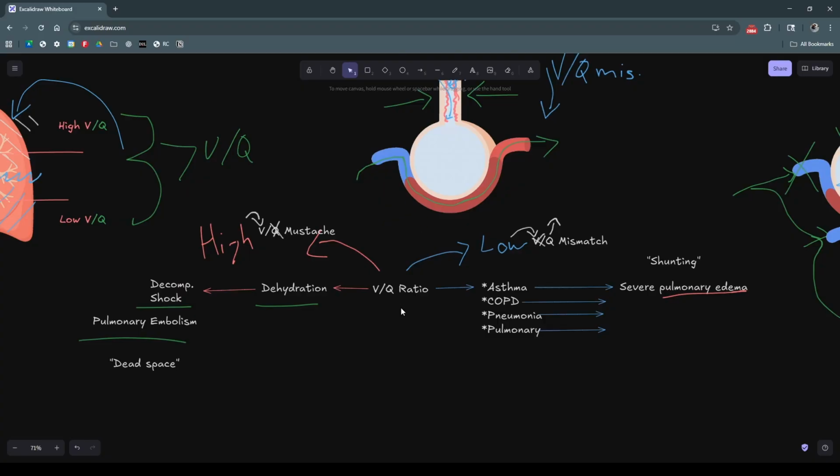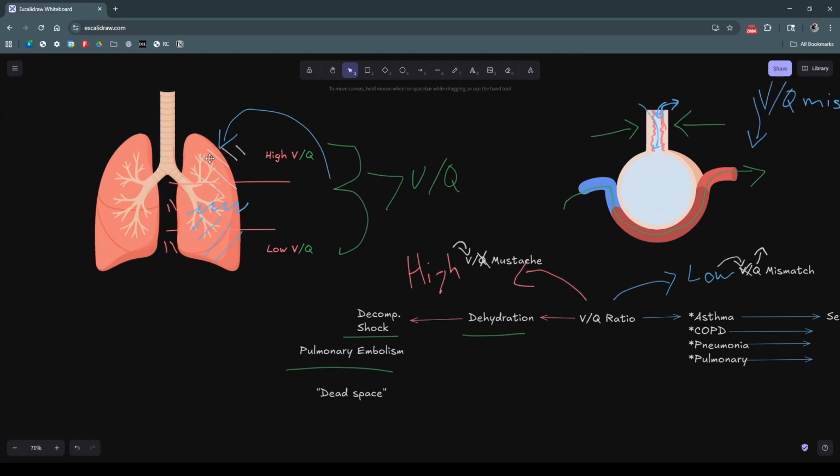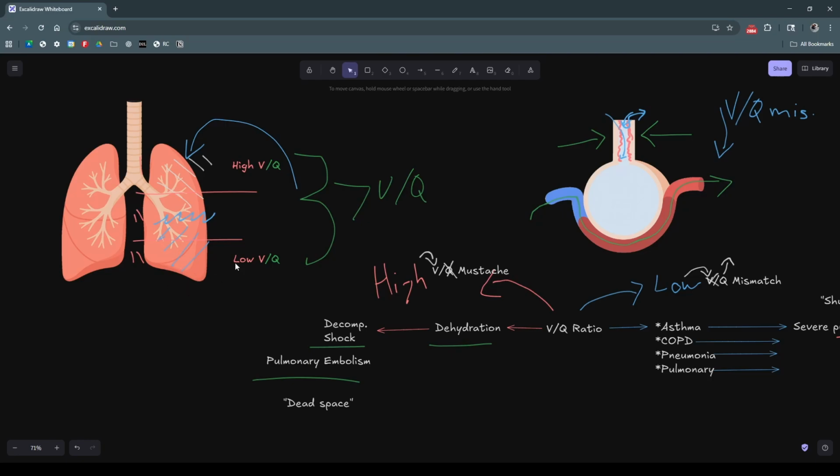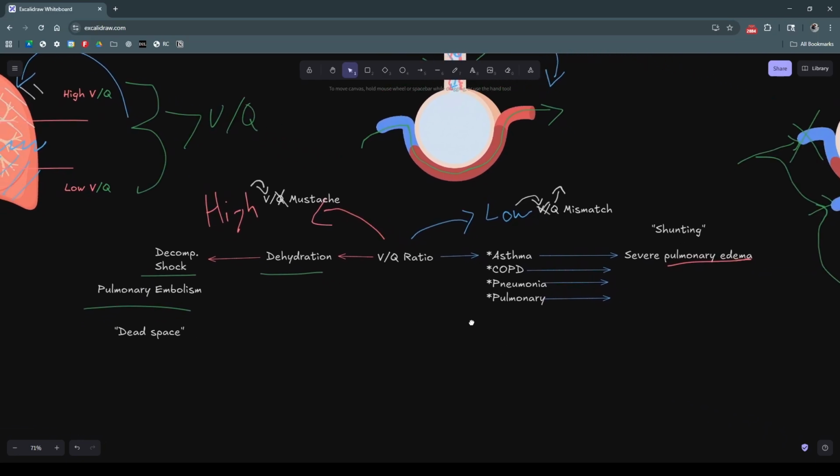The most significant thing here is that we have a normal VQ ratio: more ventilation at the top of our lungs and more perfusion at the bottom, because that's how gravity works. That's the fluid settling and the air going to the top. That's a normal VQ ratio. If we have VQ mismatch, it means that either our ventilation or our perfusion is out of whack.